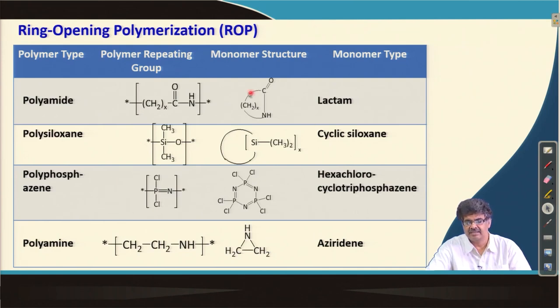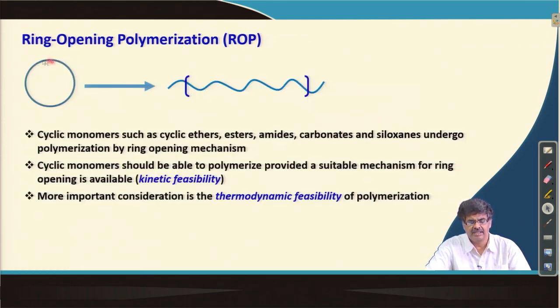There are other examples like lactam: polymerizing cyclic lactam, we get polyamides; cyclic siloxanes, we get polysiloxanes; and some others like phosphazine type monomers, substituted phosphazine, we can actually get polyphosphazine. And from aziridine type monomers on ring opening, we can prepare polyamine type polymers. So this is a general way to represent it. You have a cyclic monomer, on ring opening you can get a linear polymer. Cyclic monomers such as cyclic ethers, esters, amides, carbonates, siloxanes undergo ring opening polymerization.